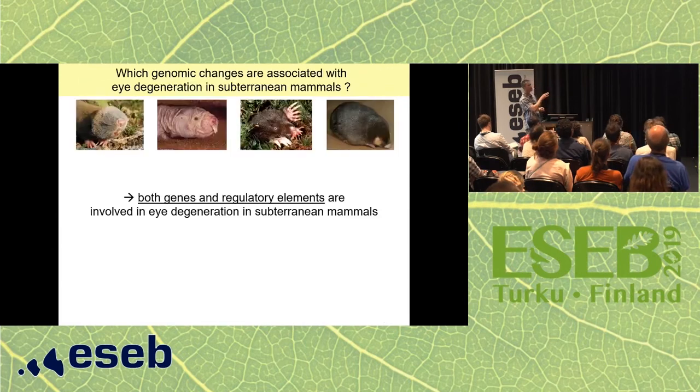So forward genomics finds hundreds of genes and regulatory elements, or non-coding regions, many of which have a relationship to eye, that have sequence divergence in these subterranean mammals. So we think that both divergence of genes as well as regulatory elements contributed to eye degeneration in the evolution of these mammals.